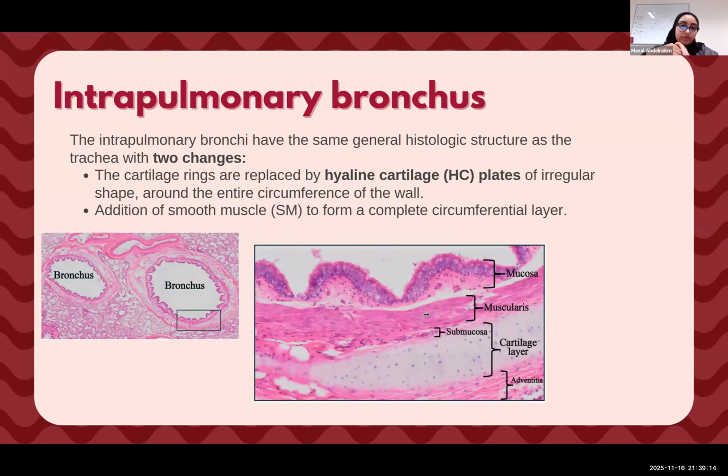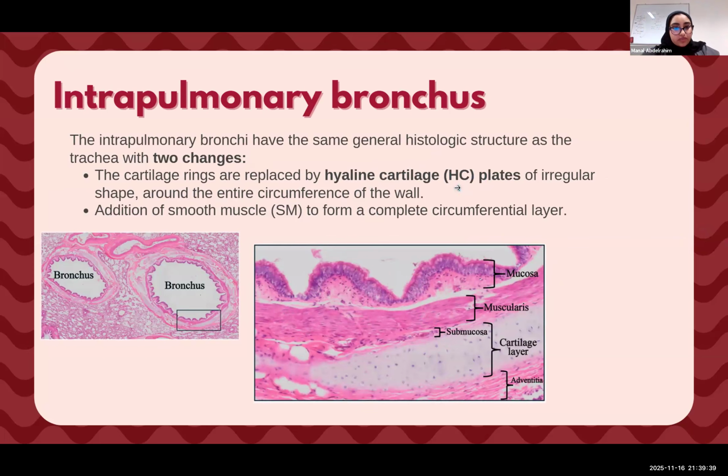And when we go further down, first of all, we started with the trachea. And then we went down, the trachea splits into the main bronchi, and it splits further, and then we have bronchus, or the bronchi, and then we'll have bronchioles, and from the bronchioles, we'll have alveoli. But now let's take a look at the bronchus. Now, comparing this with the trachea, we'll see two main changes. We no longer have the C-shaped cartilage. Instead, we're going to have the hyaline cartilage in plates.